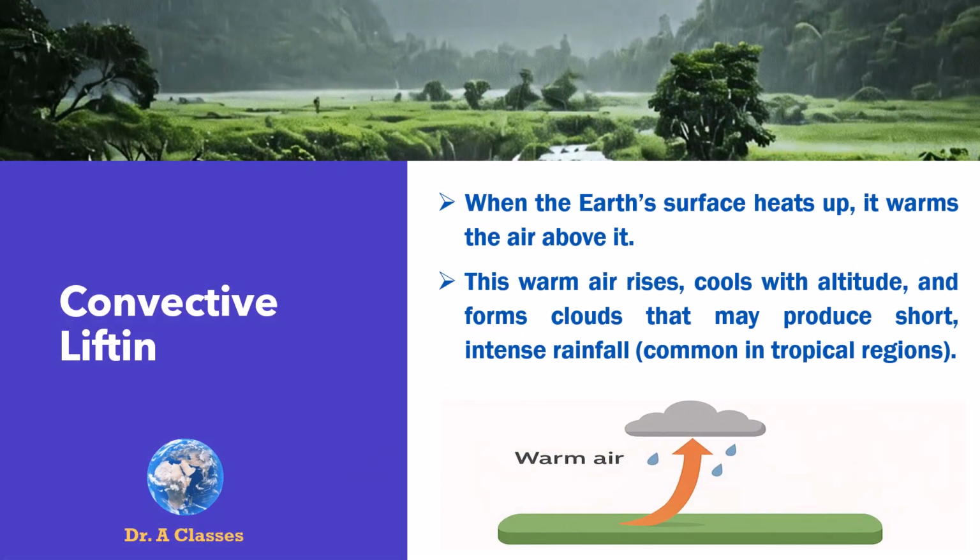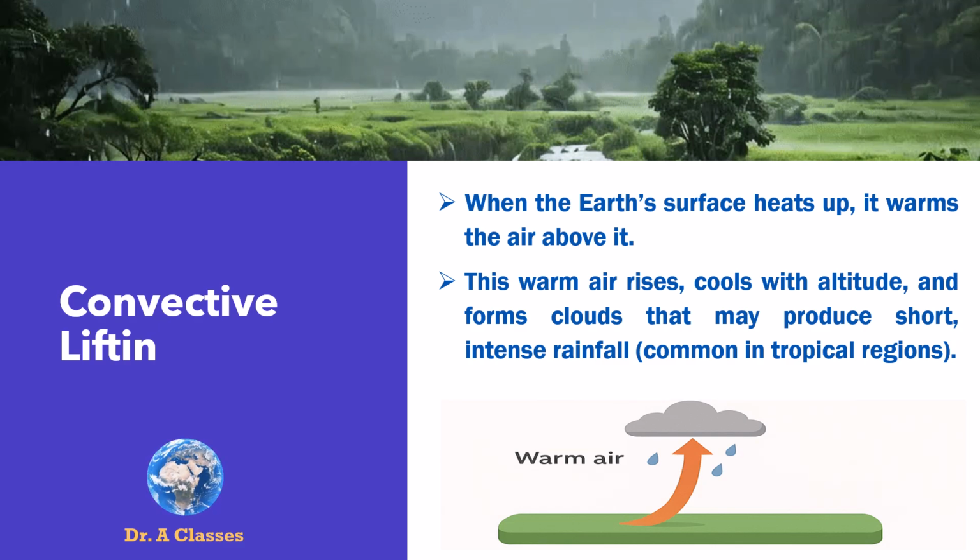Convective lifting. When the Earth's surface heats up, it warms the air above it. This warm air rises, cools with altitude, and forms clouds that may produce short, intense rainfall common in tropical regions. Example, during hot summer days in northern and central India, the land heats up quickly, causing warm air to rise. This rising air cools and forms cloud, often leading to local thunderstorm or pre-monsoon showers.